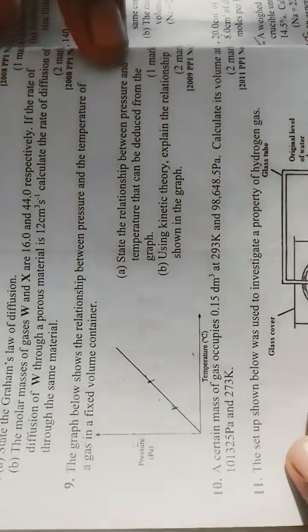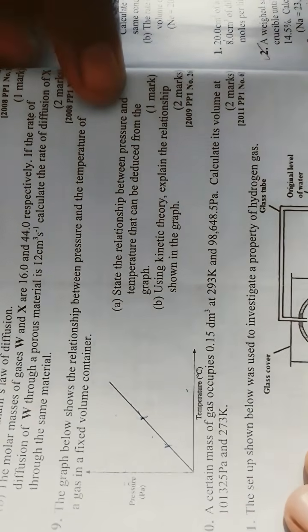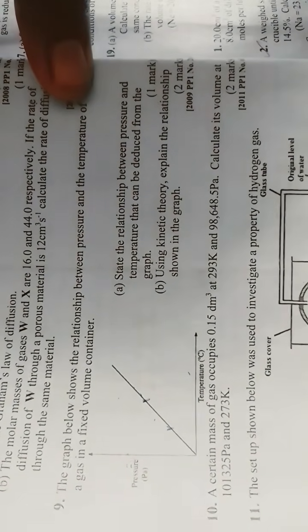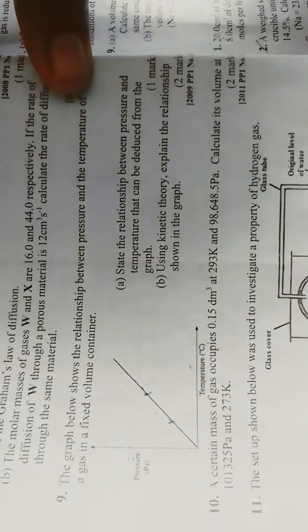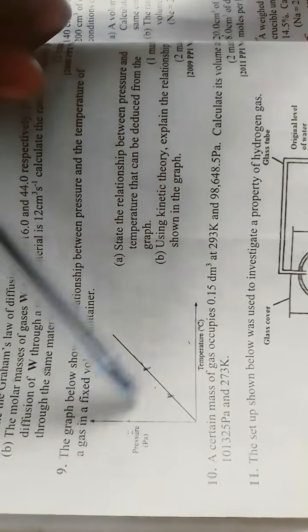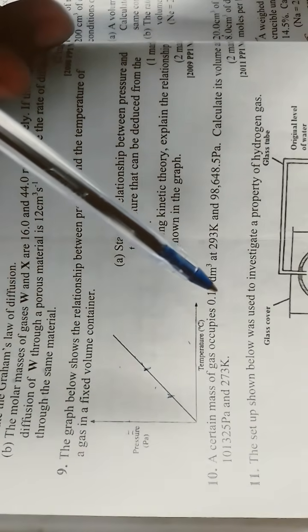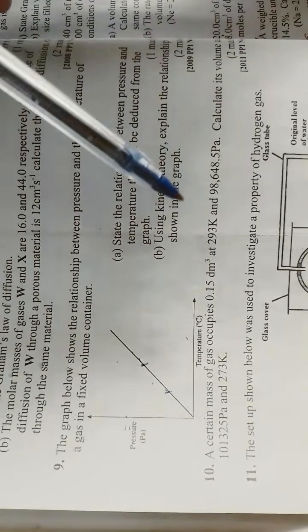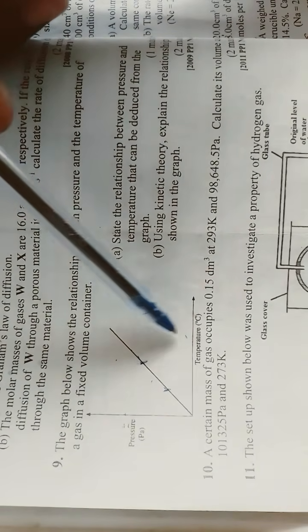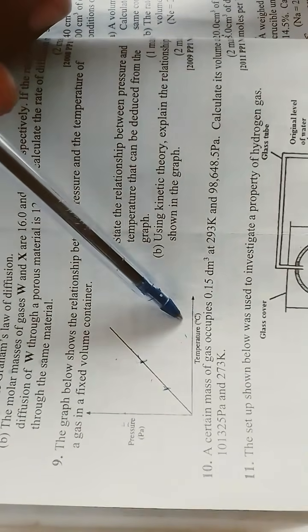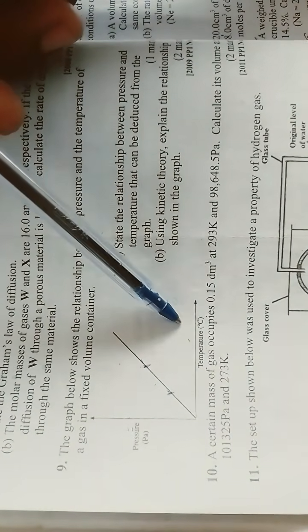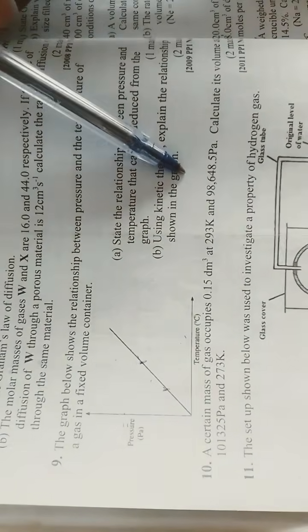B, using kinetic theory, explain the relationship shown in the graph. I think we remember the kinetic theory of matter. Now, if we want to use the kinetic theory to explain how these two variables affect each other, we can say, as we increase the amount of energy to the particles, these particles will gain heat energy. Then at some point the heat energy will be converted to kinetic energy.